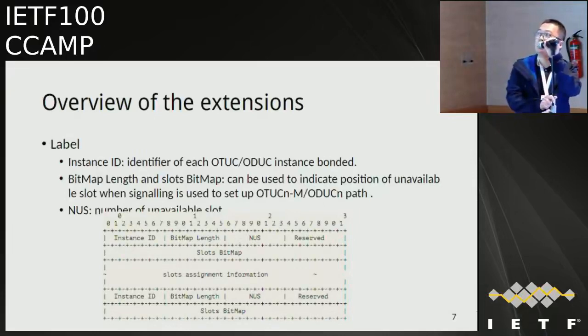The label actually includes N blocks, with each block including the instance ID, the bitmap length, the slot bitmap, and the number of available slots. The bitmap length and the slot bitmap here are used to indicate the position of available slots when signaling is used to set up the ODUCn path or OTUCn-DSM path. Okay, next.